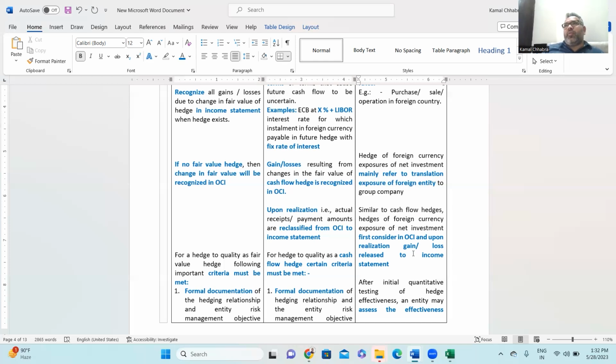Or the other way could be what we have done: we have changed the functional currency. Do you know what functional currency is? Functional currency is the currency in which the company is actually operating. Majority of its transactions take place in that particular currency. So we started taking all purchases, salary, sales, and everything in US dollar. We converted our functional currency from Naira to US dollar.